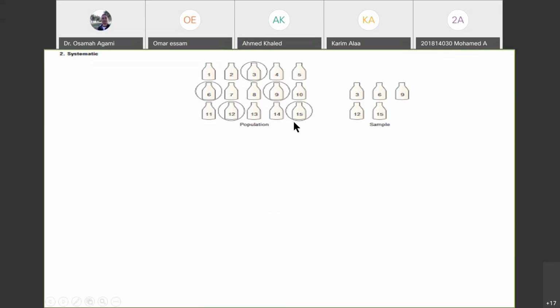I have 3. So I can start from 1 and jump to 4 and jump to 7 and 10, etc. And I can start from 2 to 5 and from 5 to 8, from 8 to 11. And I can start from 3 to 6 to 9 to 12 to 15. So I will take these numbers as a sample. But you cannot start from 4. If you start from 4, your sample will not be 5, it will be only 4. This is what it means, systematic.